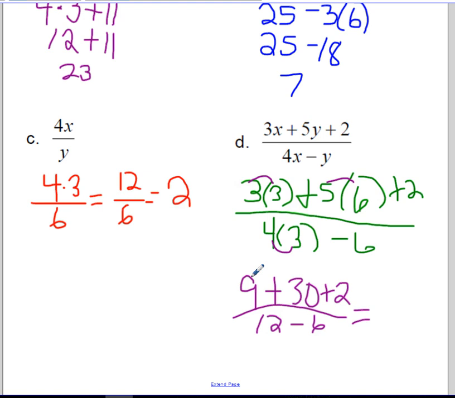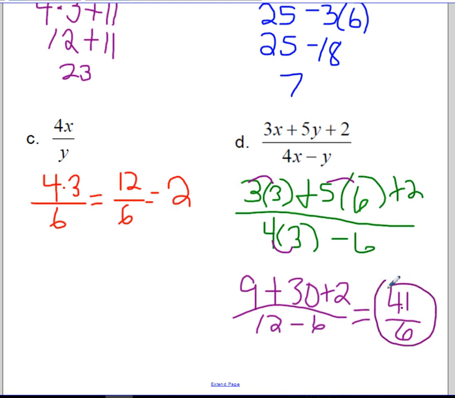So when we add the numerator, we get 9 plus 30 is 39, plus 2 more gives us 41. And then 12 minus 6 is 6. If we look at 6 into 41, we'll get a remainder, and we can't simplify it.